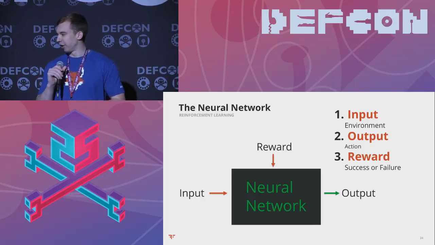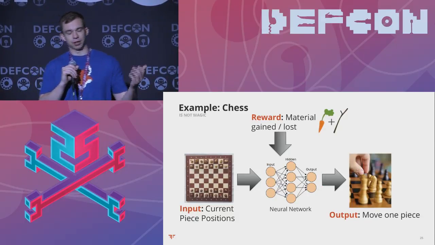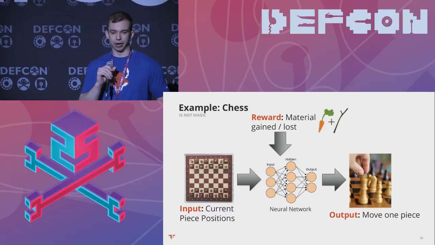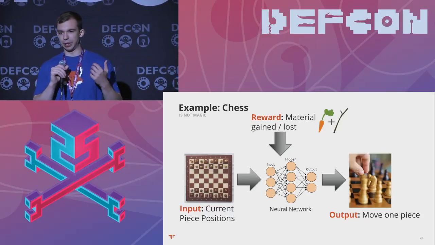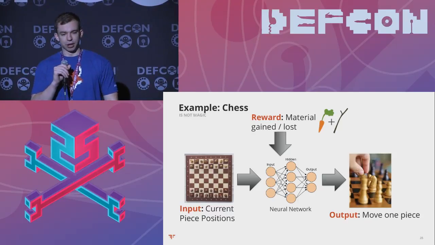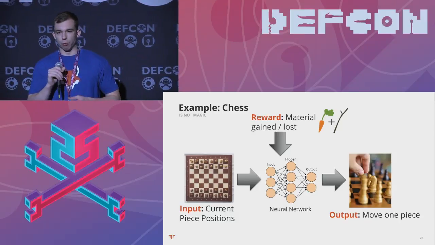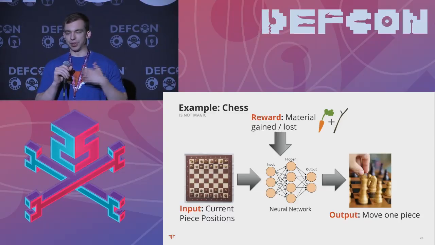So if we're going to have a real concrete example here for our game of chess, our input would be the positions of all the pieces on the board. You could put those in an array and have that be the entire state of the program. Your rewards are going to be based on what happened when you moved a piece. If you take a piece, you're going to be gaining some reward. You're going to get that carrot, right?